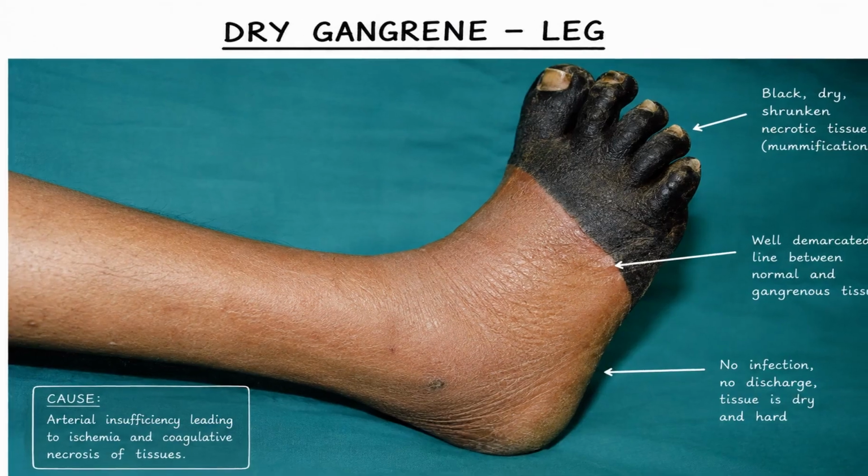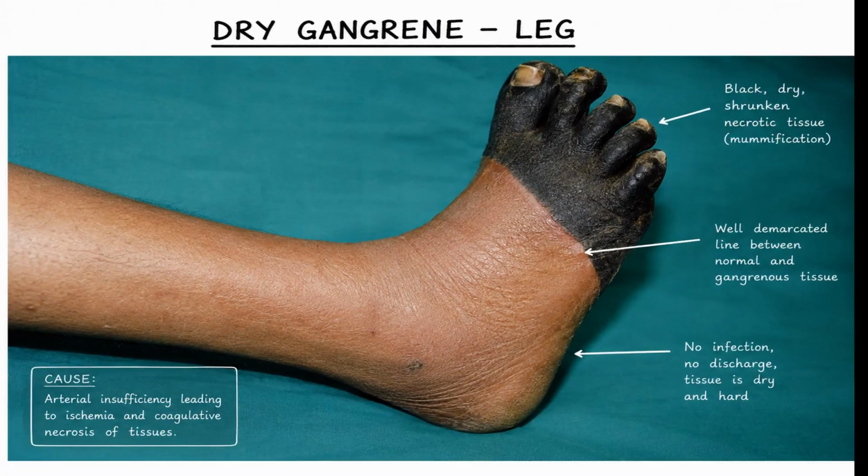We will see it in the next picture here. Here you have black, dry, shrunken necrotic tissue. That is what we call mummification. A well demarcated line between the normal and the gangrenous area. If you look at the part that is not having gangrene and the black part that has gangrene, there is a line of demarcation that differentiates these two parts. And the third one is no infection, no discharge, tissue is dry and hard.